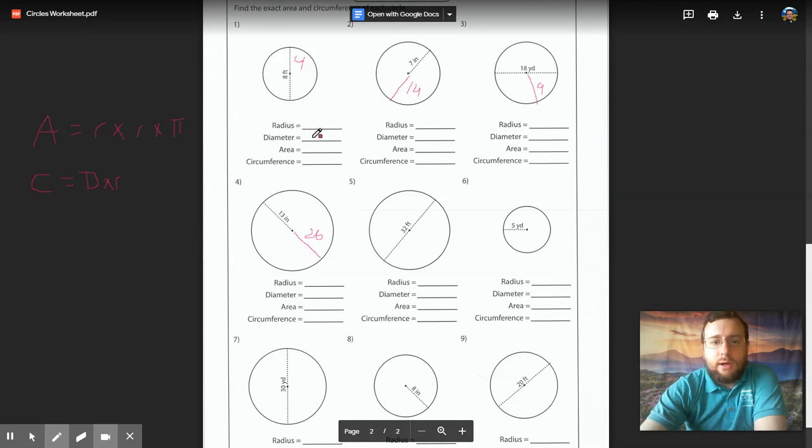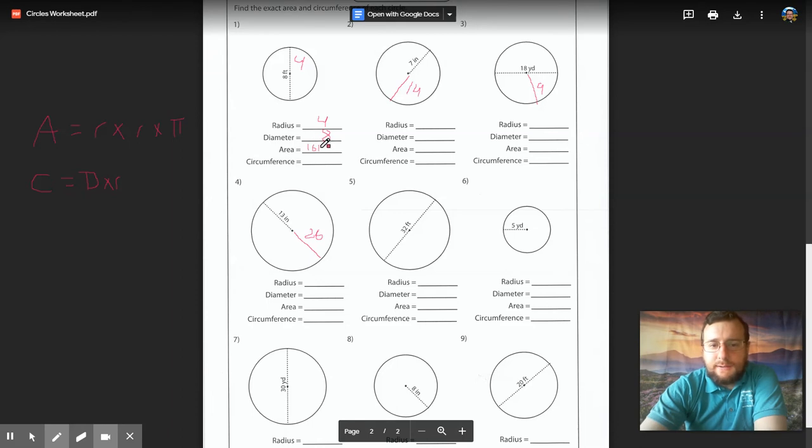All right, so let's see what we can do with one of them. So again, we already figured out that the radius is 4, since the diameter is 8. So how do we figure out the area? Well, area is radius times pi. So this would be 4 times 4, which is 16. So this would be 16 pi.